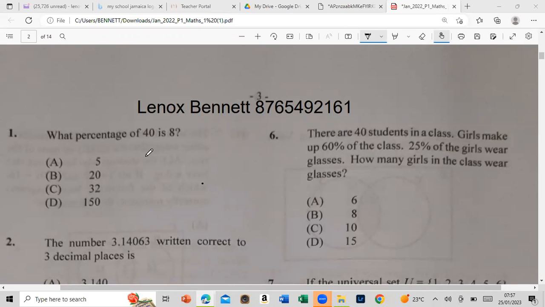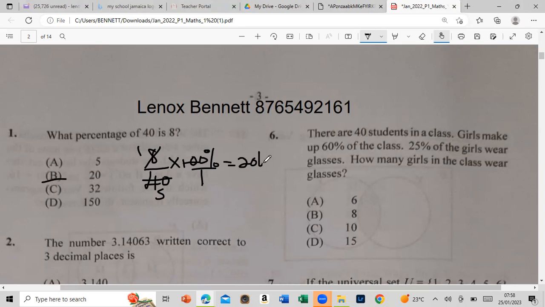Alright, so number one, what percentage of 40 is 8? Let's go. So it will be 8 over 40 times 100%. Alright, so we can do a little calculation now. We can use 20. We use 8. 8 into itself, 1. 8 into this, 5. 5 into 100, 20 times. So that would be 20. Alright, so that's 20%.